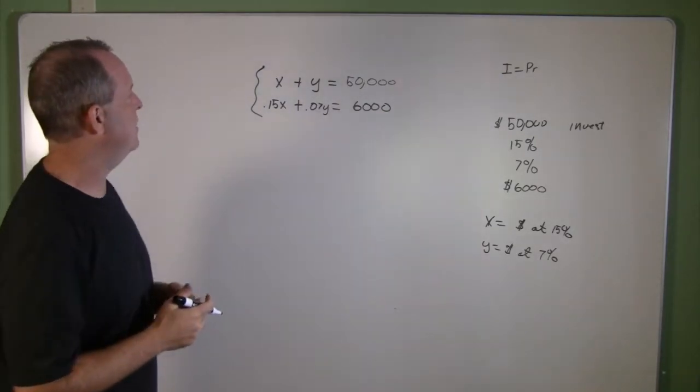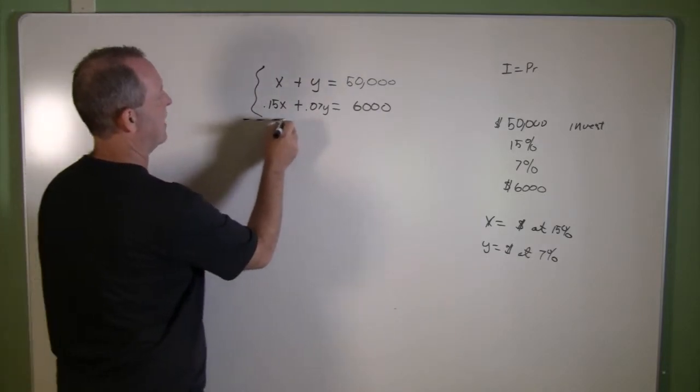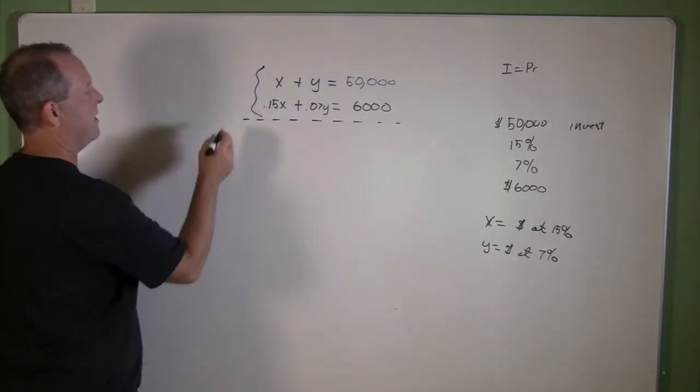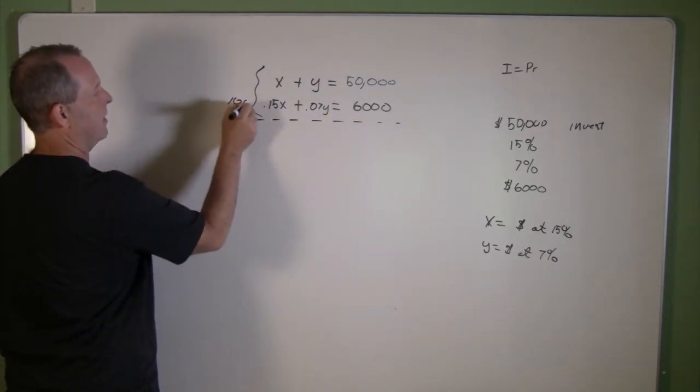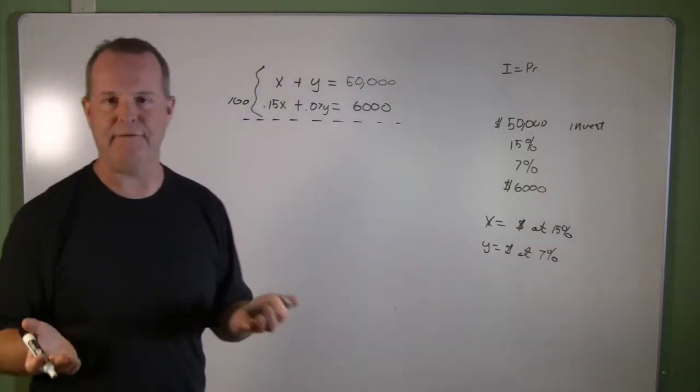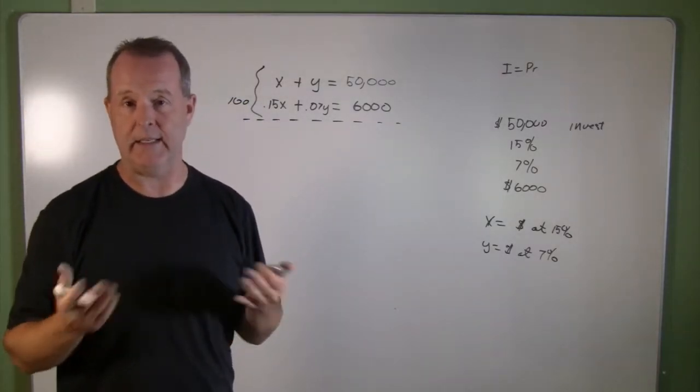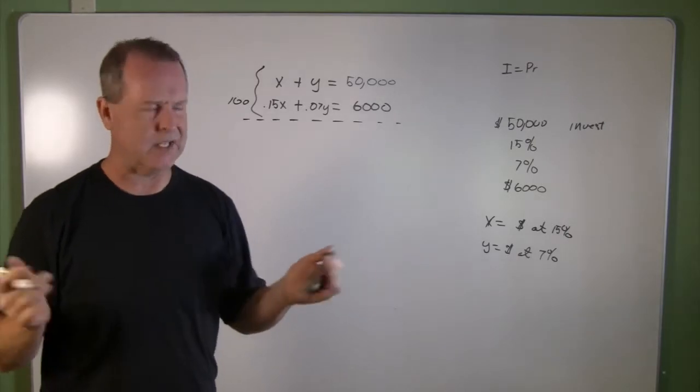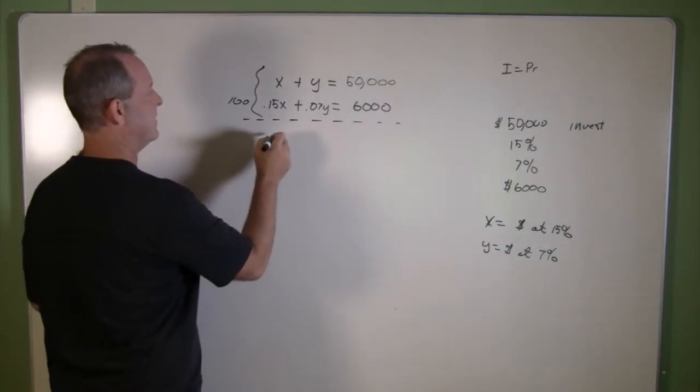I might do a couple of different things here. I'm going to multiply the second one by 100. For me, I'm not a fan of decimals and fractions. If I can eliminate them as soon as possible, that's a good thing. So let's rewrite the system.